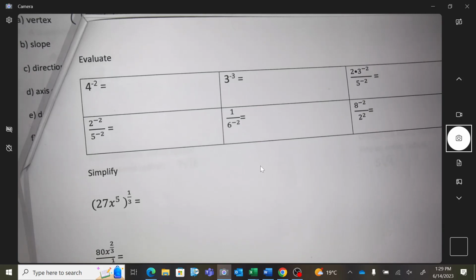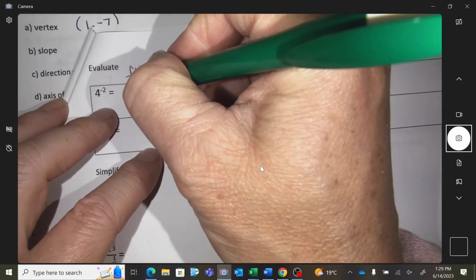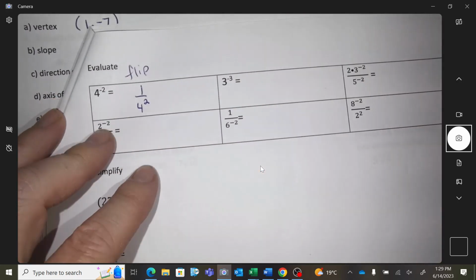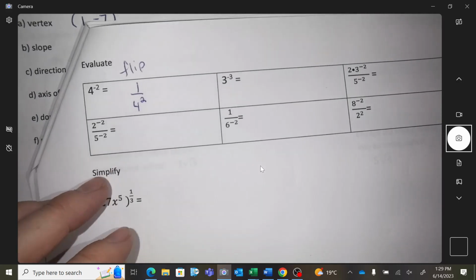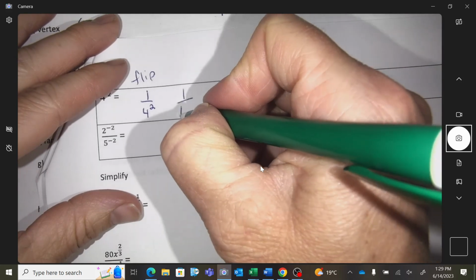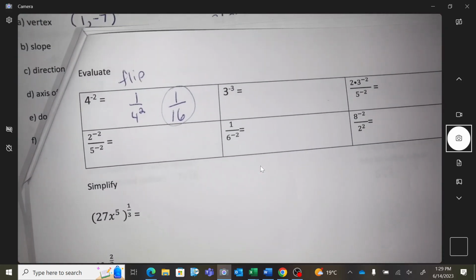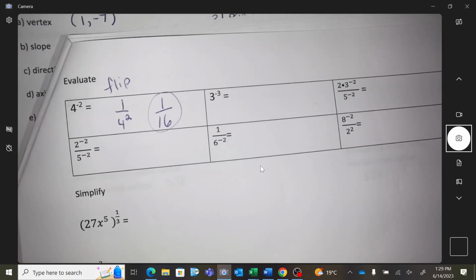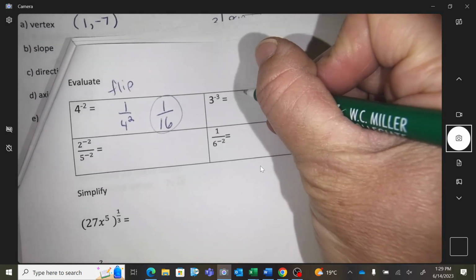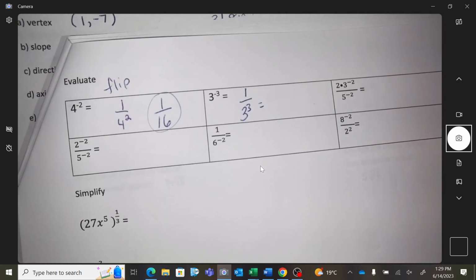Okay, 4 to the negative 2. What's the negative exponent rule? Flip. This is the flip rule. So it's going to move to the bottom. 1 over 16 would be the evaluation. Okay, negative exponent, so I flip.